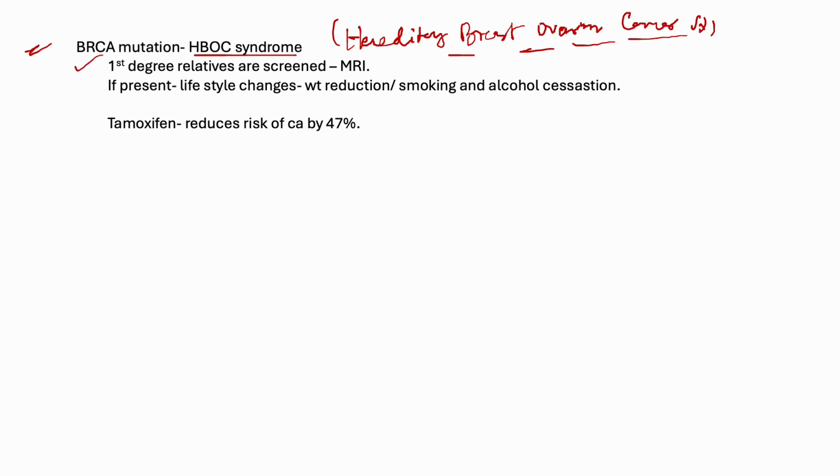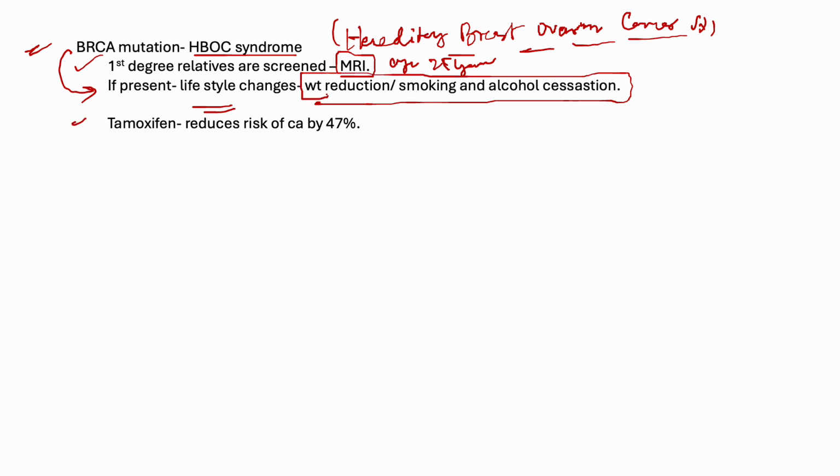First degree relatives are screened with MRI. I told you high risk patients will have MRI done at age 25 years. And if BRCA mutation is present, the first thing that we need to counsel the female on is lifestyle changes, weight reduction, smoking and alcohol cessation, right? And there is a SERM, right? These are pharmacological agents like tamoxifen, which can reduce the risk of cancer by 47%.